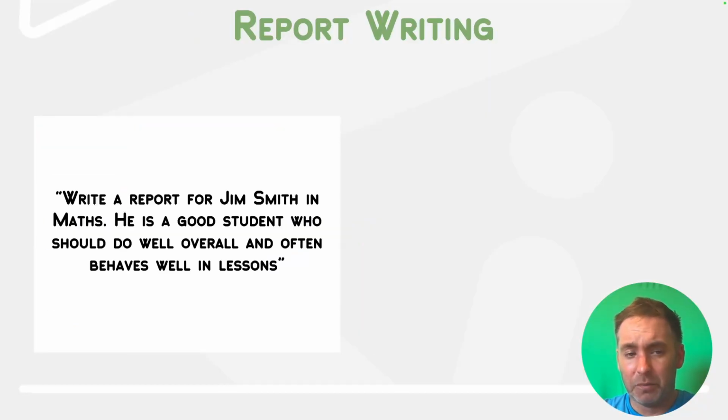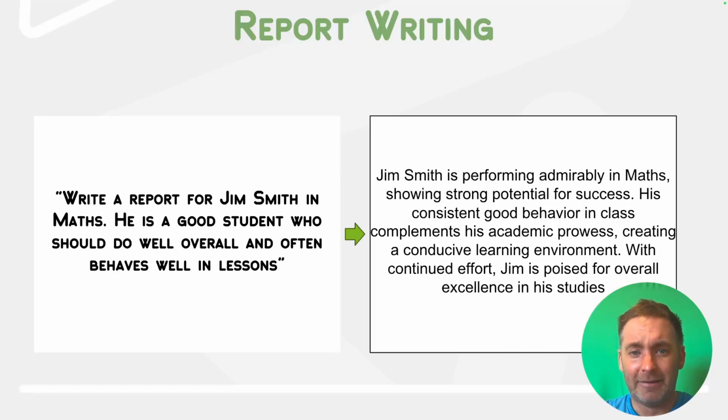So to go over a couple more. Report writing examples. So you could say as a bad prompt, write a report for Jim Smith in maths. He's a good student who should do well overall and often behaves well in lessons. And it will produce a report. Now, this ends up being very generic. These are the sort of things that parents and teachers can easily spot people using AI to be lazy, because that has not been given enough detail to make a unique report about the student.